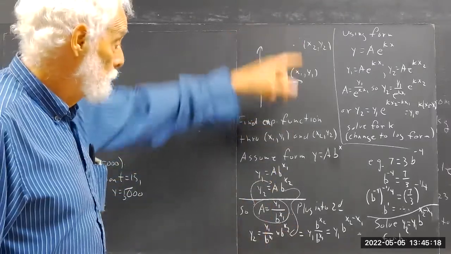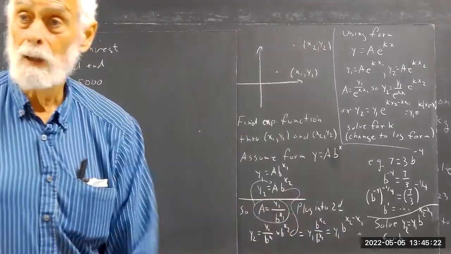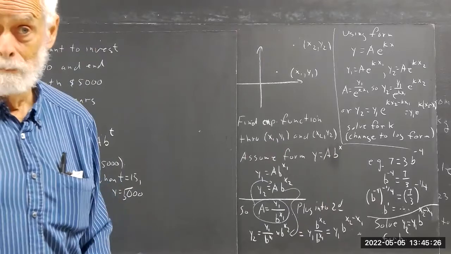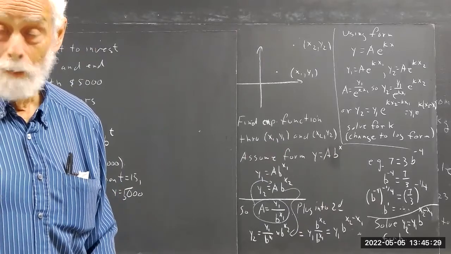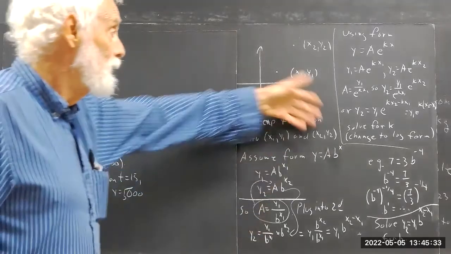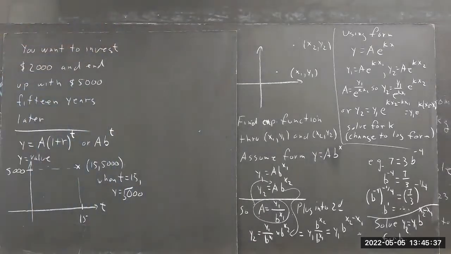Once you've got the 2 points in the form of an exponential function, everything else comes out pretty easily if you do the algebra. Okay? And I think you can do the algebra. You just got to remember the laws of exponents and how to change an exponential to a logarithmic if necessary. Okay?